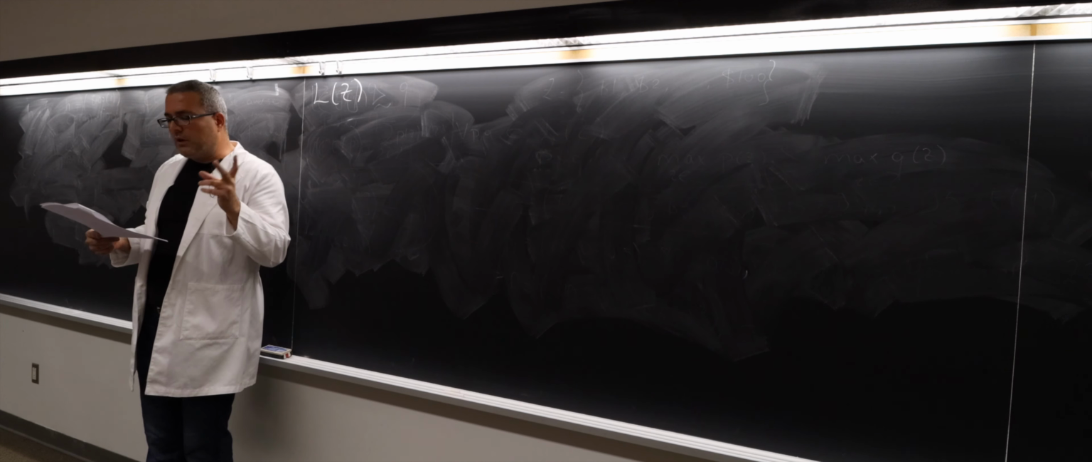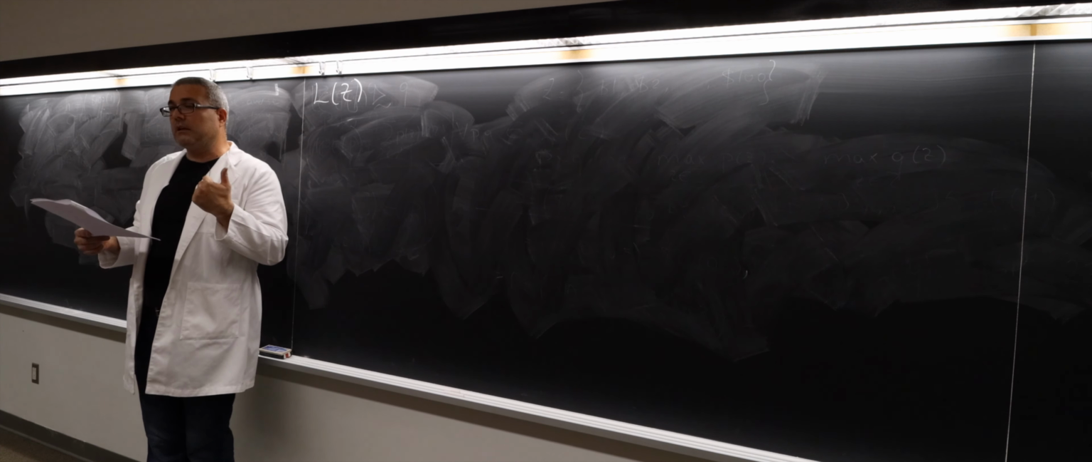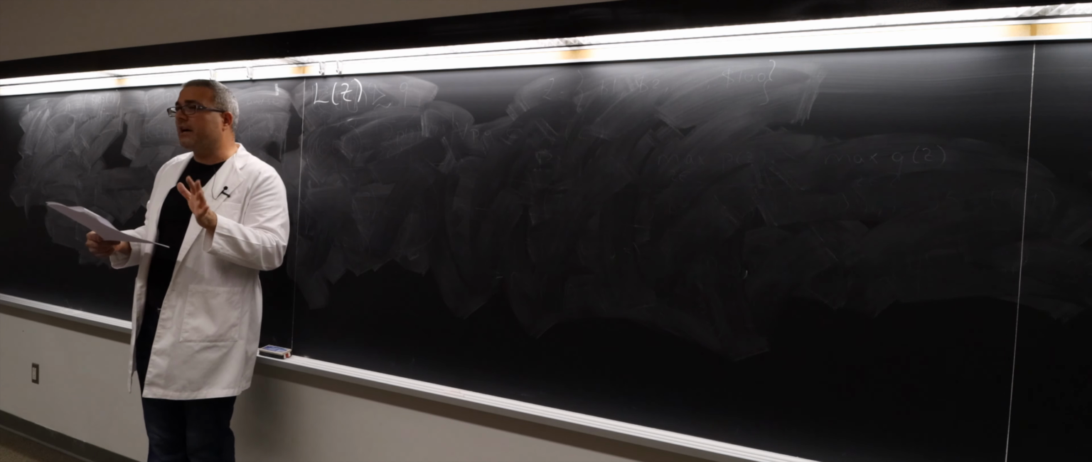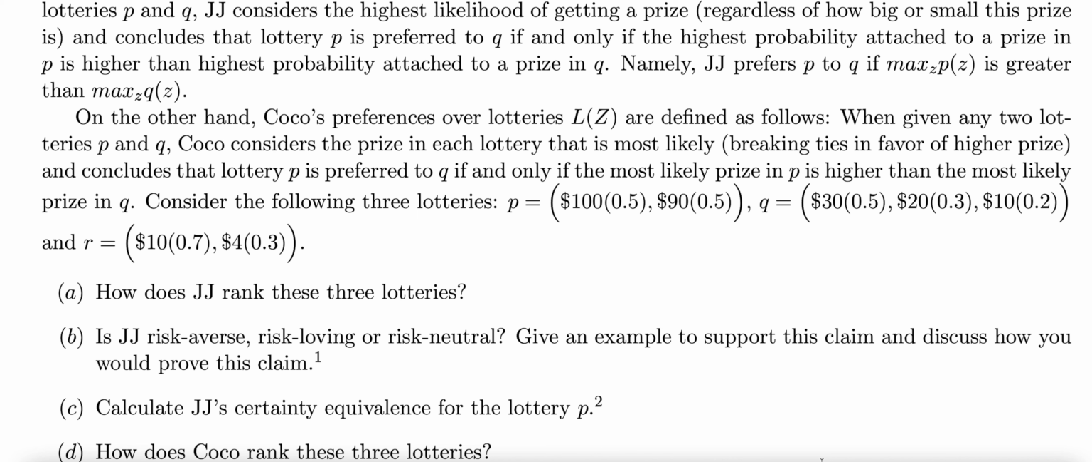When given any two lotteries, P and Q, Coco considers the prize in each lottery that is most likely. Okay, now he cares about prizes as well. So once again, let me read. Coco considers the prize in each lottery that is most likely, breaking ties in favor of higher prize, if there is any tie, and concludes that lottery P is preferred to lottery Q, if and only if the most likely prize in P is higher than the most likely prize in Q.